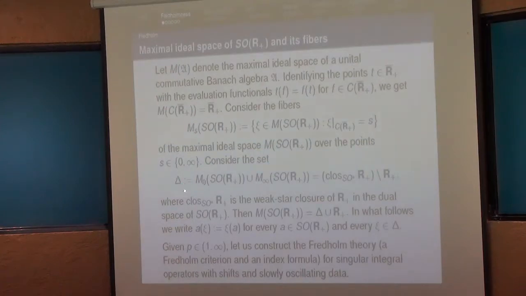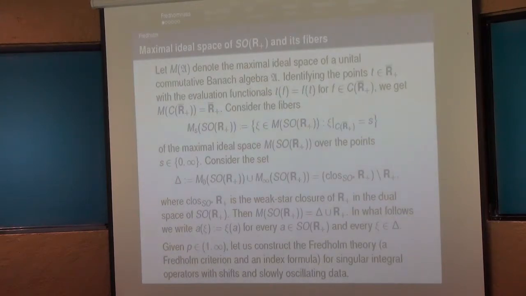Now we consider the set delta, the union of fibers over 0 and infinity of the maximal ideal space of slowly oscillating functions. This set can be considered as the weak-star closure of the positive half line in the dual space of slowly oscillating functions, subtracted positive half line. Then the maximal ideal space is the union of such set delta and the positive half line without endpoints. In what follows, we write as usual a(xi) is xi(a) for every a slowly oscillating and every xi in this set delta.